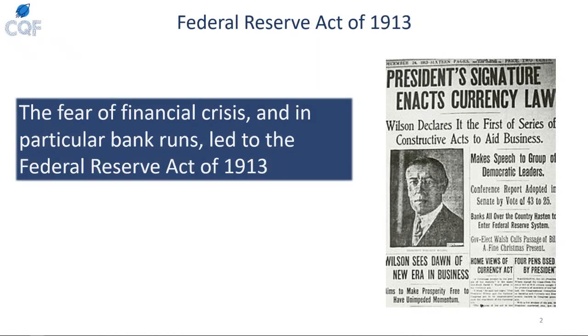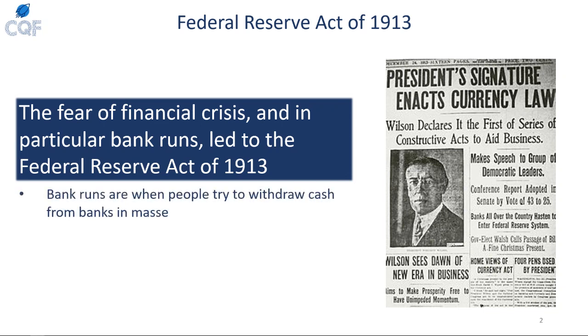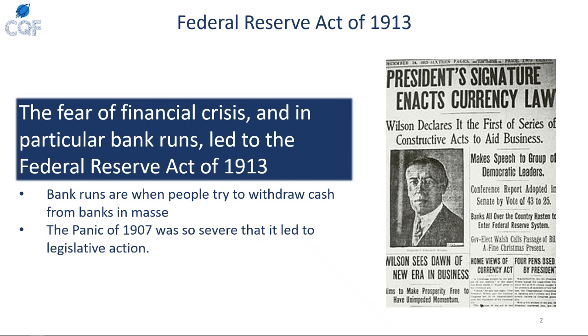So when did the Fed begin? It was legislated via the Federal Reserve Act of 1913. The reason for this act was due to a series of financial crises, especially bank runs. A bank run is when the public tries to withdraw cash en masse from banks. Therefore, the banks become insolvent.